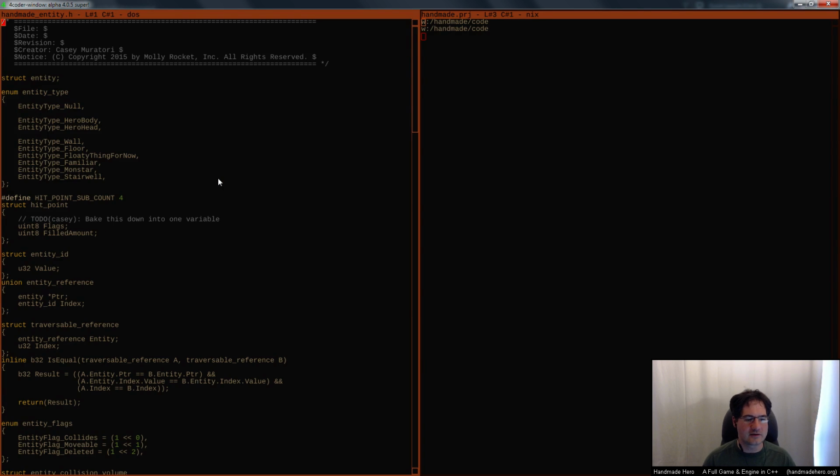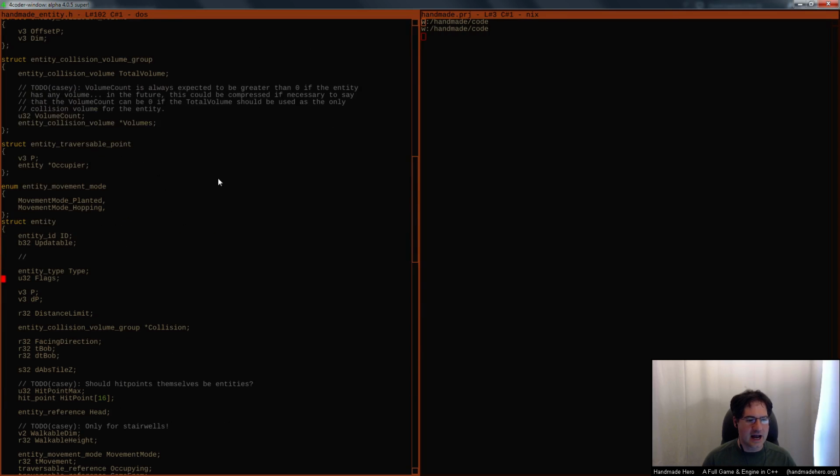So what I want to do is take a look at this entity type field and start to think about, if we want to start to eliminate the actual use of this type field, what would we do? For example, let's say we would now like to have some other entities in the game, which we want to completely reuse, for all intents and purposes, the code for our hero.